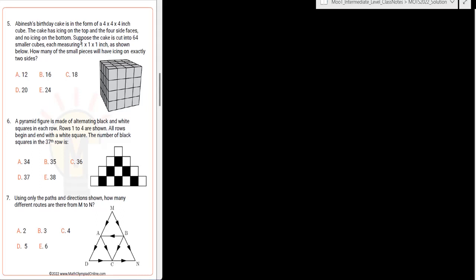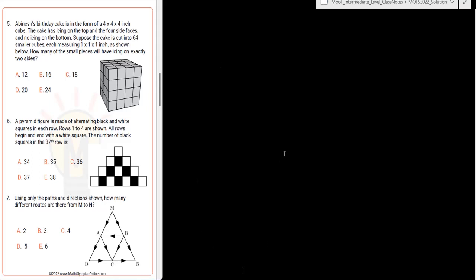Now this cake is cut into 64 smaller cubes, each measuring 1 by 1 by 1 inch, as shown below. How many of the small pieces will have icing on exactly 2 sides? It's a very interesting problem. So let's try to work this out.